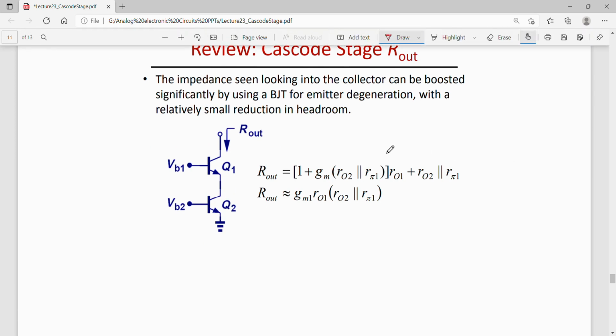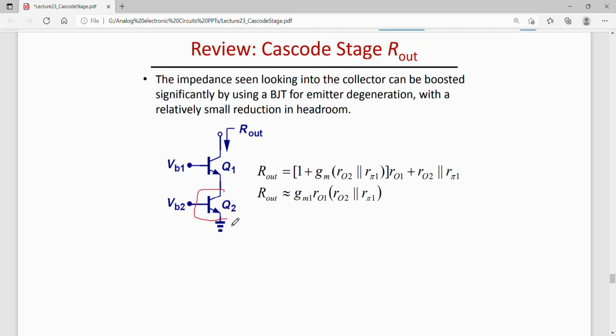Okay, so we had seen, in fact this is the same slide, it's a repetition, which says that the output impedance of this common emitter configuration can be increased or boosted if you put an emitter degeneration resistance or a current source at the emitter.